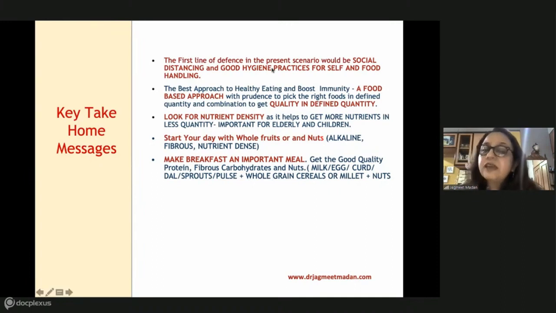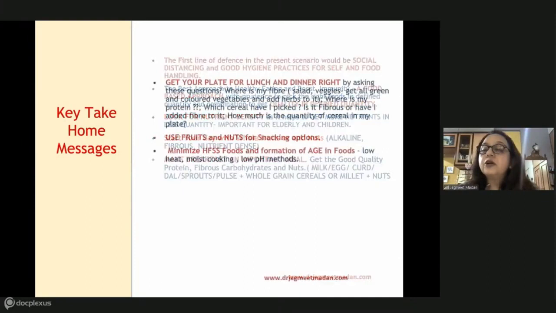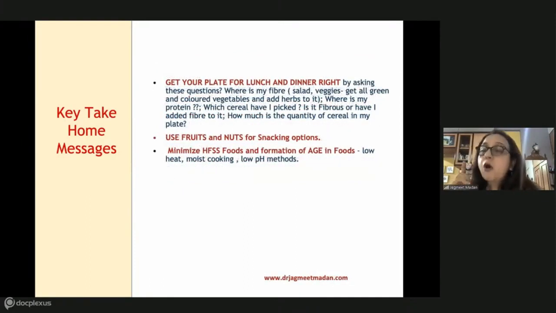Start your day with whole fruits and nuts because they are alkaline, they are fibrous, they are nutrient dense. Make breakfast an important meal so that, again, remember the plate. So see to it that your breakfast has good quality protein, has fibrous carbohydrate, has some good quality fat coming through nuts. And there are various combinations which you can make once you understand what food groups you need to emphasize. Always look at your plate in your lunch and dinner.